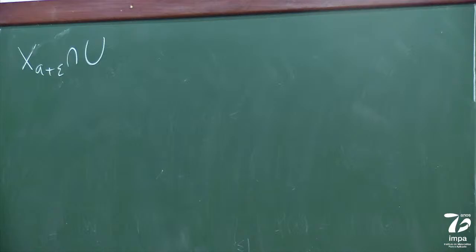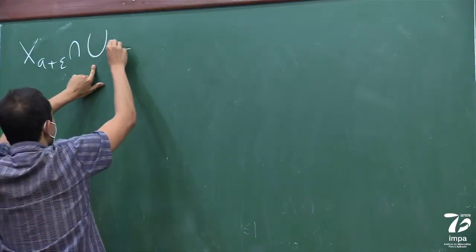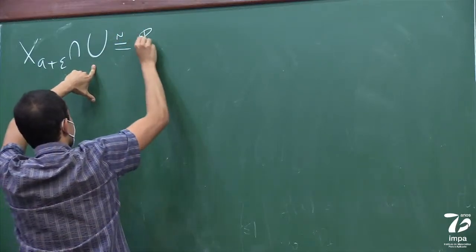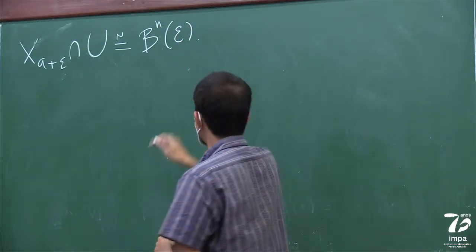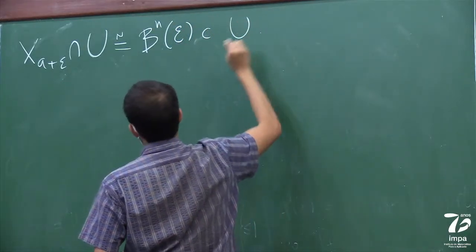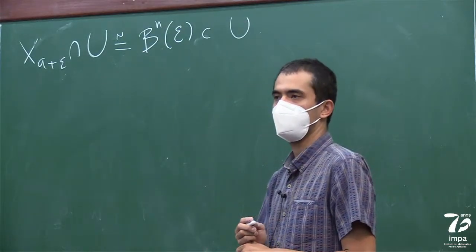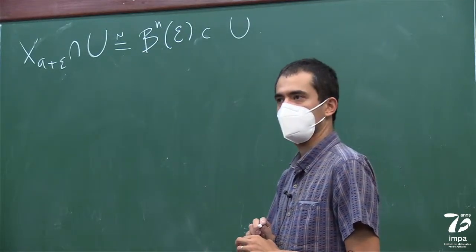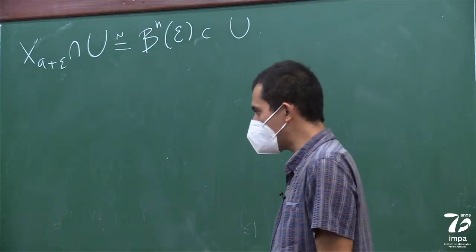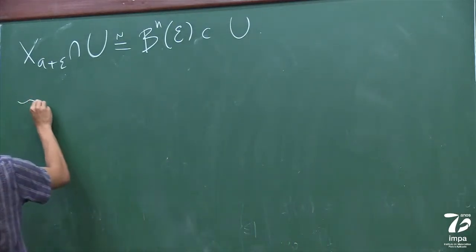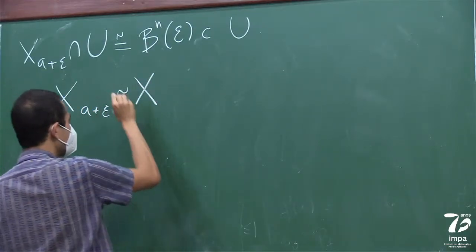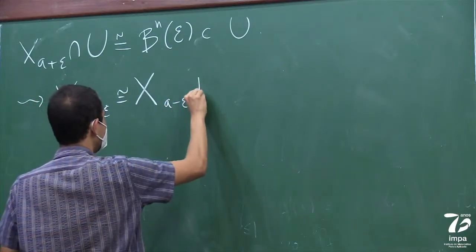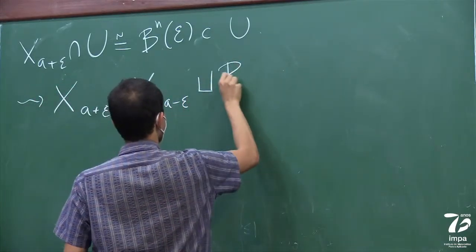it's basically the ball of radius epsilon. So this is just equal, or diffeomorphic, to a ball of radius epsilon, which is completely contained in U. So that means that your x^(a+epsilon) is going to be diffeomorphic to x^(a-epsilon), disjoint union with this ball.